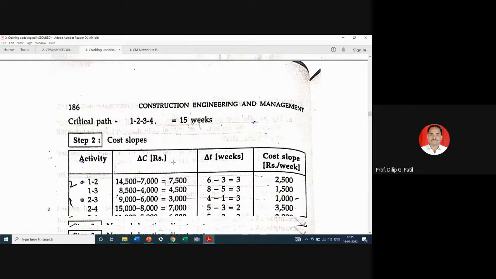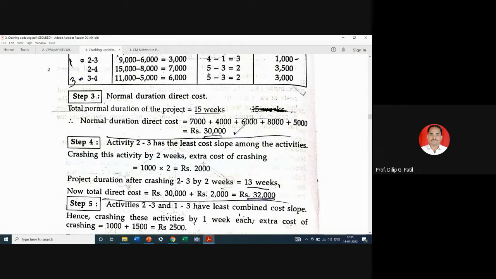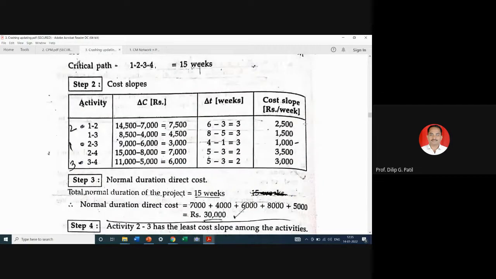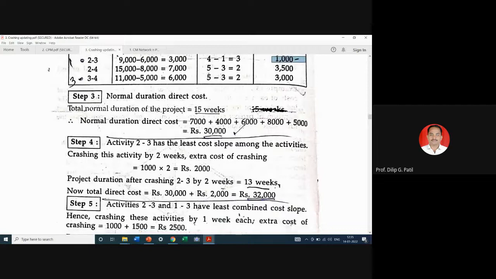So in this first step, you will see that 2-3 is crashed by 2 weeks. So here we have seen increase in the cost per unit time. किती आहे? Cost slope 2-3 चा 1000. So here 1000 will be increased by each week. So for 2 weeks, activity 2-3 will be crashed by 2 weeks. For 2 weeks, 1000 into 2, 2000 extra rupees will be required. This is very important.